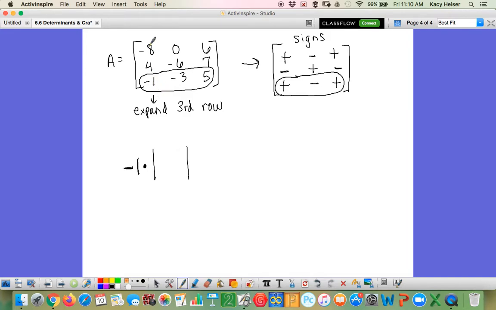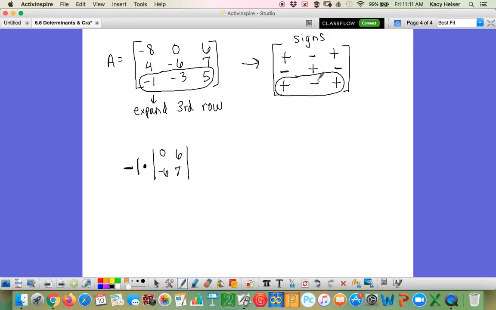If I were to cross out the column and the row that -1 is in, I use the numbers that would be left. So that would be 0, 6, -6, 7. And that is plus, meaning I don't want to change anything here. Keep it whatever it is.